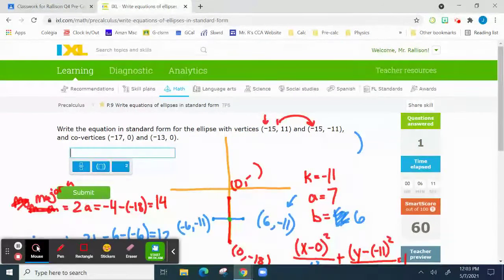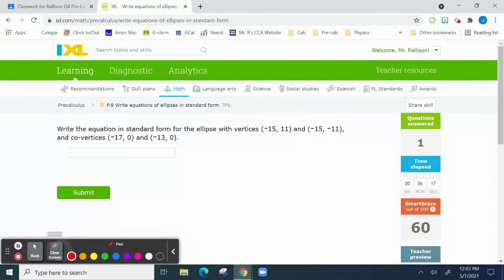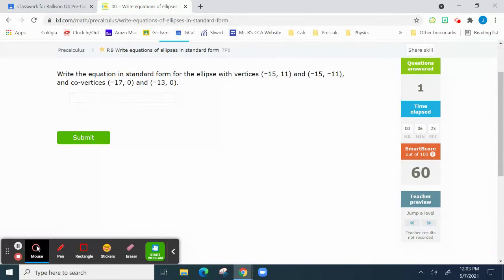Okay, so this is the same kind of problem. So I'm going to hit jump a level, because I realize that I might be taking longer than I need to, using up more of your time than I need to, because you're kind of watching through them. But you, of course, can always scroll through them if you want. We'll just do this one. Why not? All right. So write the equation in standard form for the ellipse with vertices. Okay. So vertices and co-vertices.